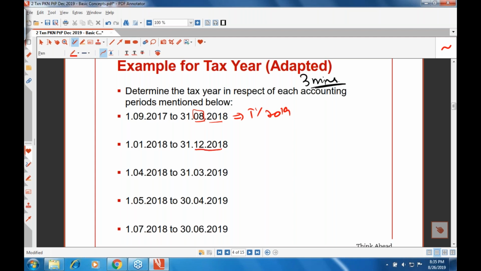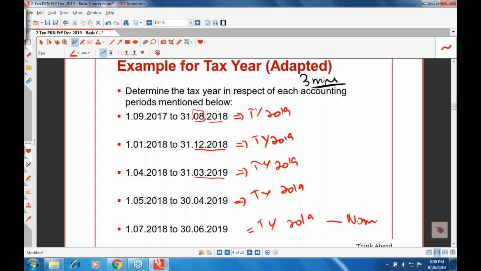Then we have got December 2018. This also falls in normal tax year 2019. This is obviously tax year 2019. This is also tax year 2019, and this is also tax year 2019. It's just that this is the normal tax year, and the rest of all of them are the special tax year.